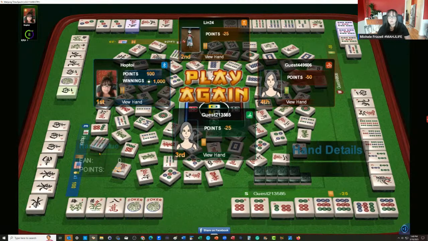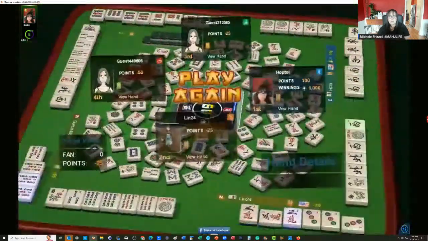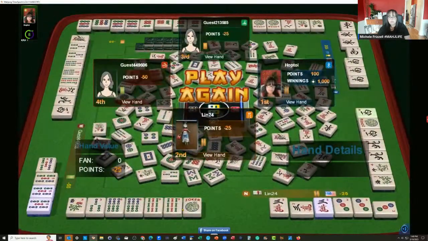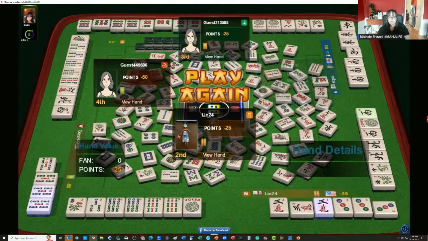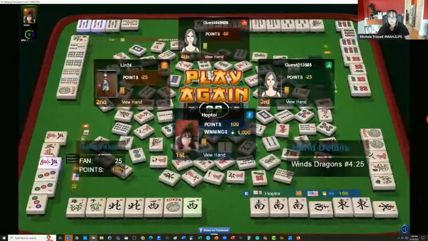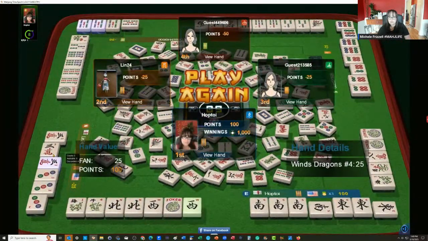This player should have broken up their hand as well. This player played to win. I would play to win here. But yeah, that was an interesting situation there on the analysis here.